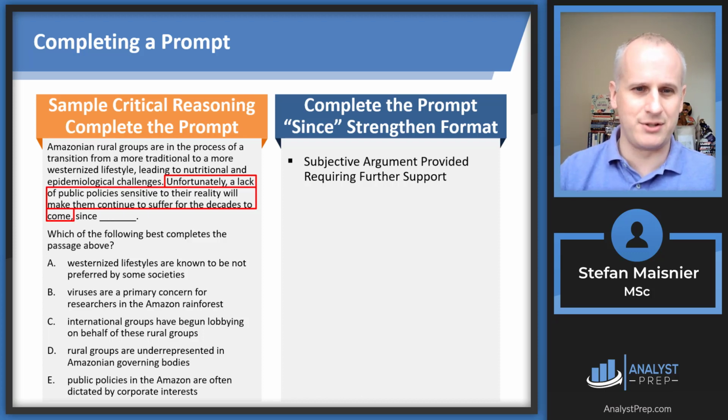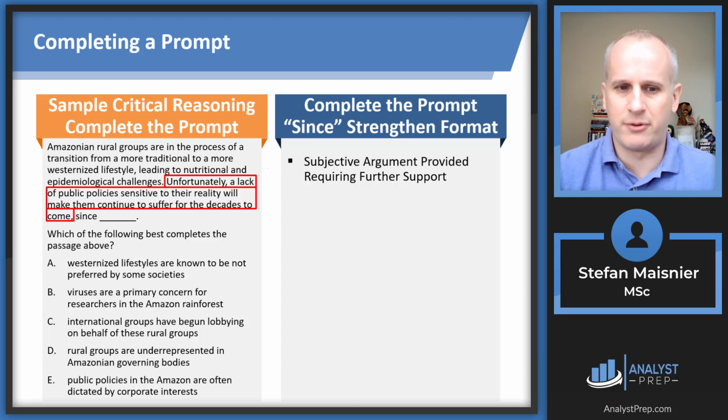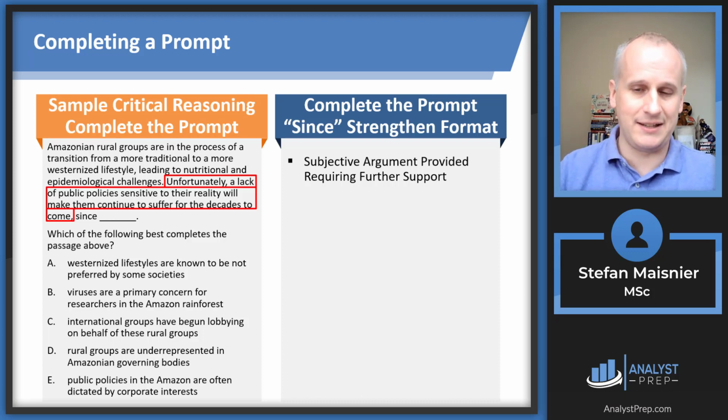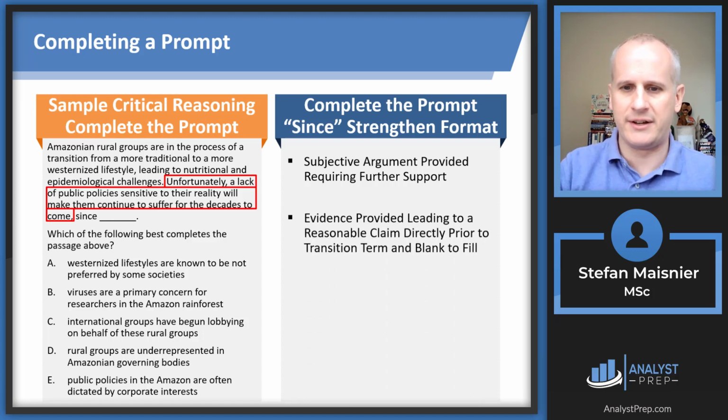So if we read this, Amazonian rural groups are in the process of a transition from a more traditional to a more westernized lifestyle, leading to nutritional and epidemiological challenges. Unfortunately, a lack of public policies sensitive to their reality will make them continue to suffer for the decades to come. Well, I don't necessarily believe that. It's possible, but I need some additional information. And that's telling us we've got a since strengthen, because these aren't just statements of fact. There is a clear opinion here that we've highlighted.